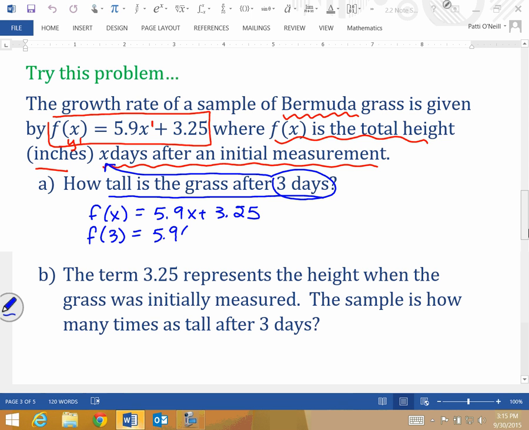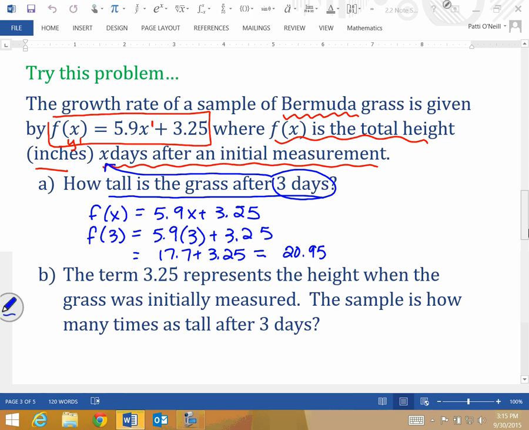When we do that, our work is going to look like this: 5.9 multiplied by 3 plus 3.25. And that's going to give us a total answer of, if we multiply 5.9 times 3, we're going to get, what, 17.7 plus 3.25, which is going to give us 20.95.